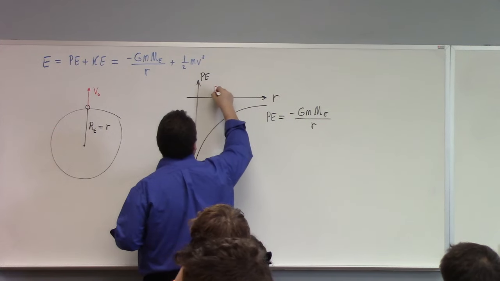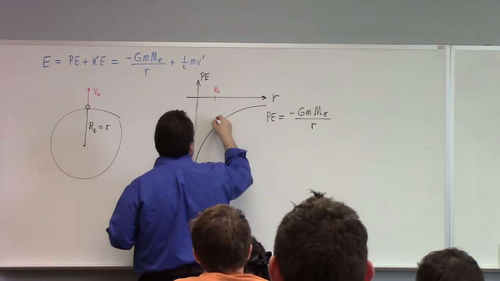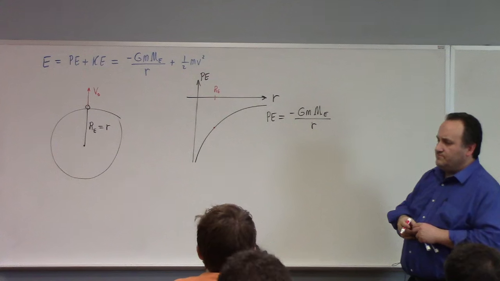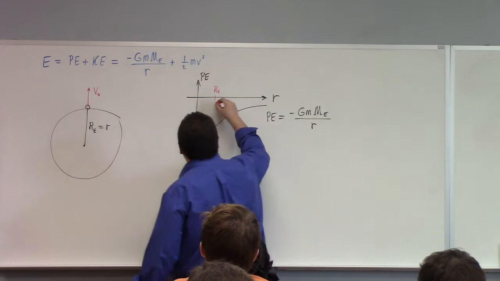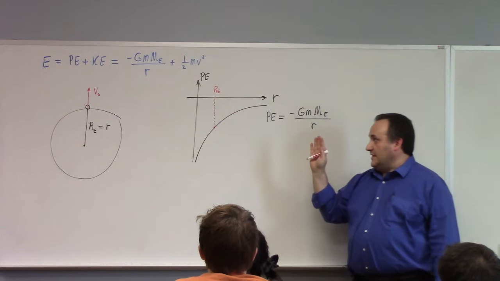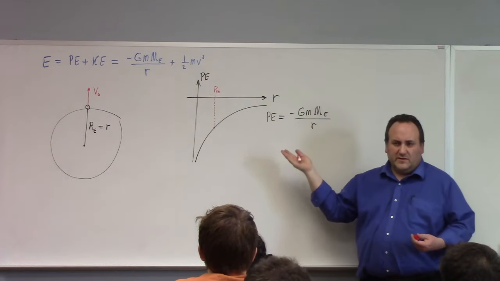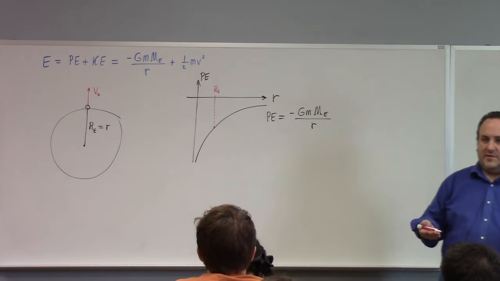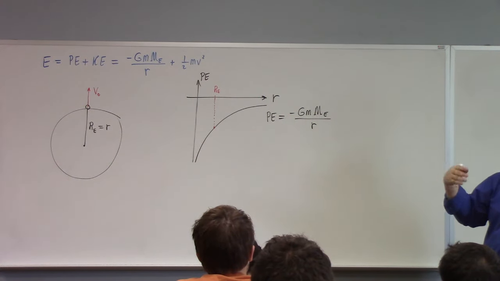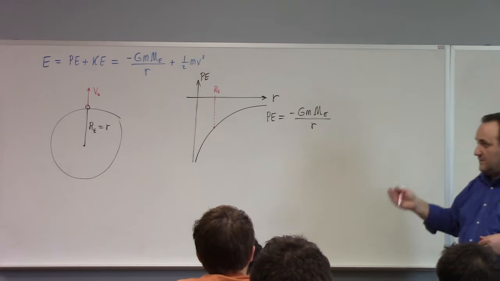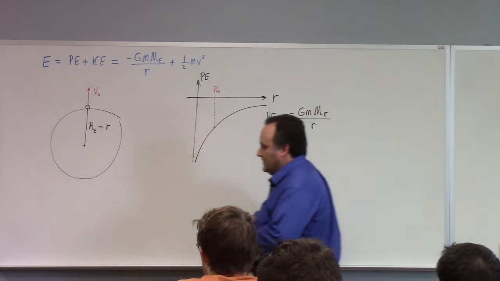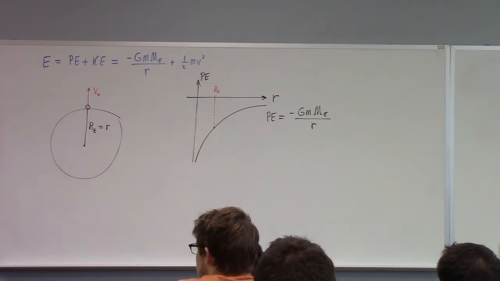All right, so let's say the radius of the Earth is here. As we discussed last time in a little bit of depth, to the left of the radius of the Earth line, the potential energy plot doesn't really mean much, right? Because the potential energy has a different formula inside the Earth, where the force of gravity linearly drops from its maximum value at the surface to zero at the center. So the energy diagram would look like this.